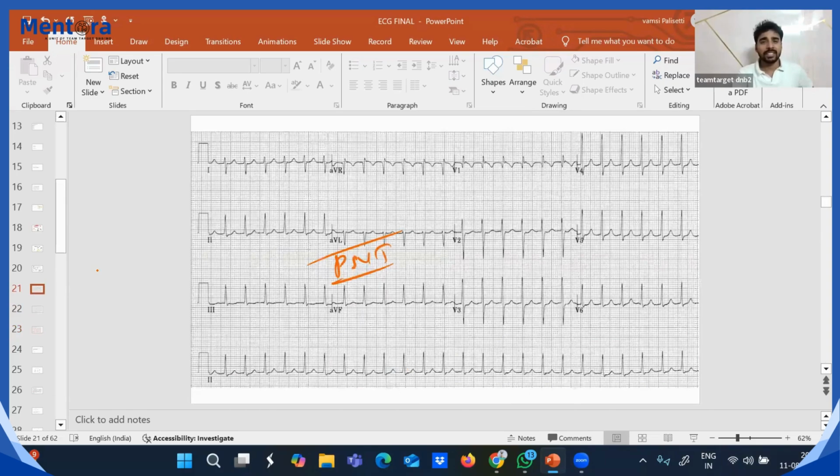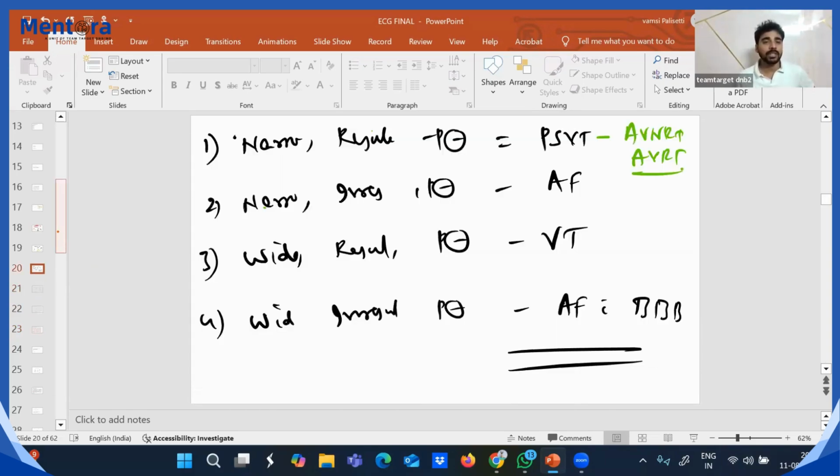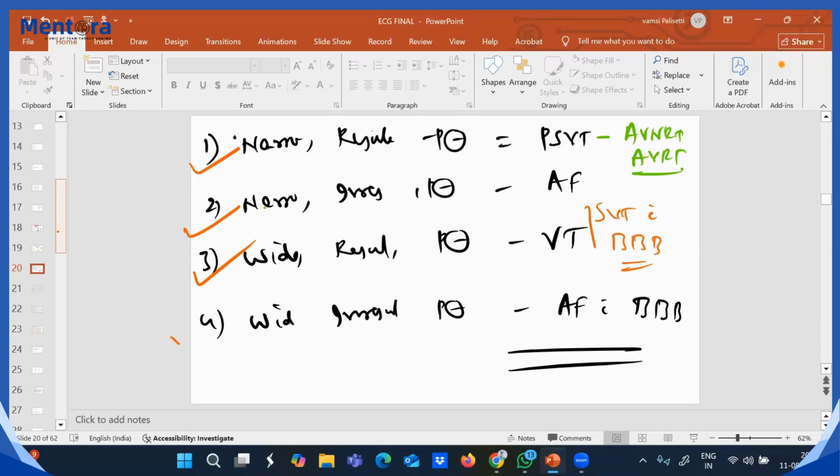So these are the ECGs they'll give you. The dictum is just these two things. Narrow, regular, no P wave, PSVT. Narrow, irregular, no P wave, AF. Wide, regular, P wave absent, VT, or you can say SVT with bundle branch block. Wide, irregular, no P waves, it's AF with bundle branch block. Simple.